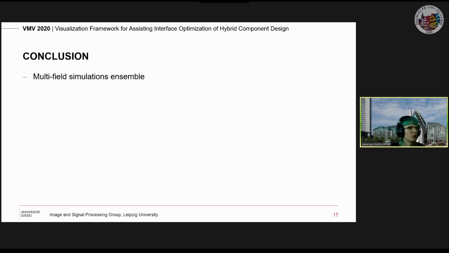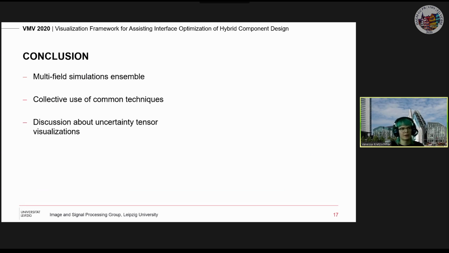Now, to conclude, we presented an interesting application about a multi-field simulation ensemble for a hybrid component interface optimization problem. We tackled this by using common visualization techniques linked together and offering interaction to the engineers. And as shown previously, the engineers were able to gain insights about the pin distribution and the performance of the specimen. We also discussed the applicability of uncertainty tensor visualizations to ensemble-related problems, as current visualization methods are quite limited.